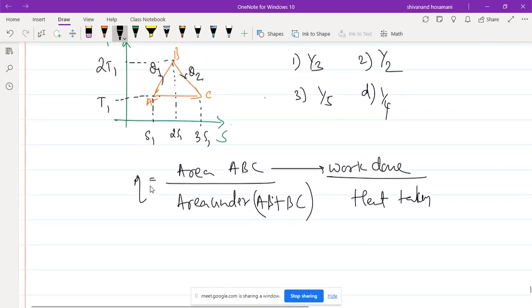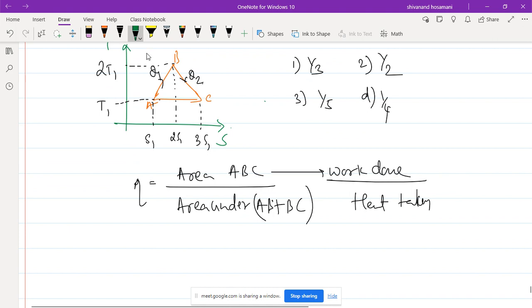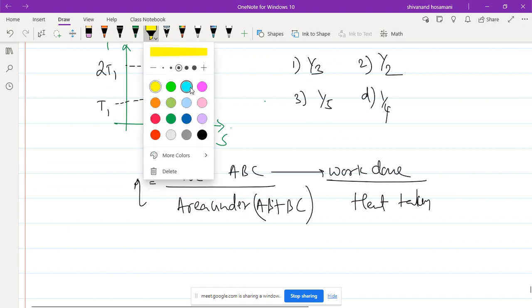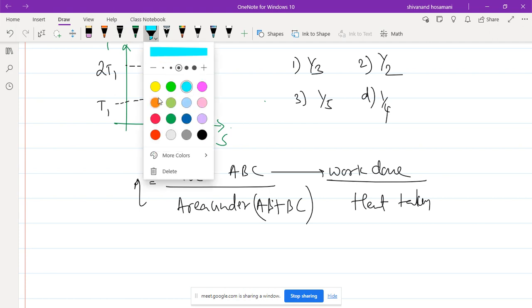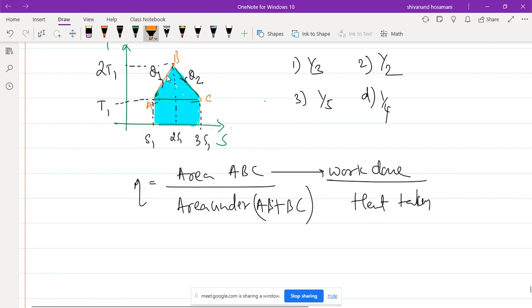This is the area from here to here, then this part is a rectangle. The total area under the AB and BC lines is the heat absorbed. The area of only the triangle ABC is the work done.